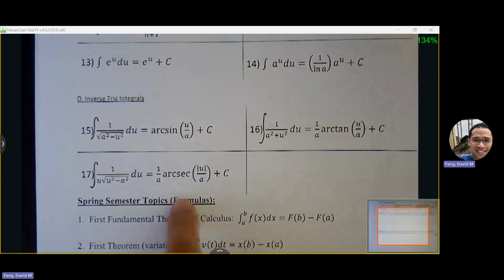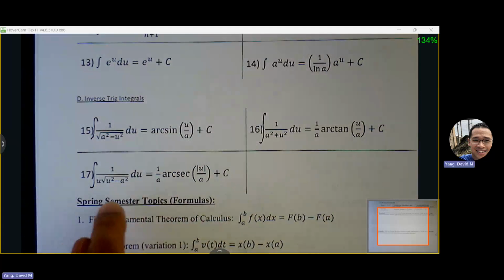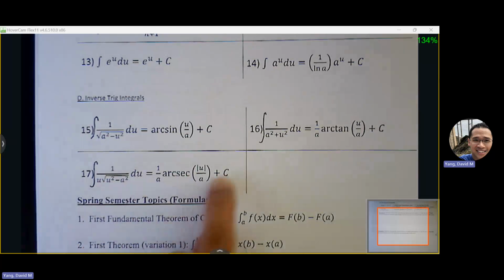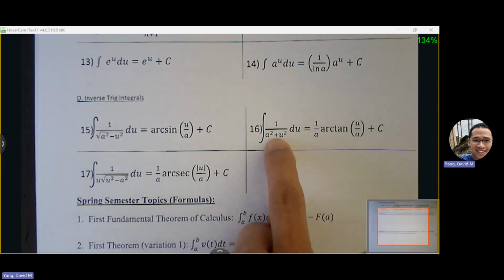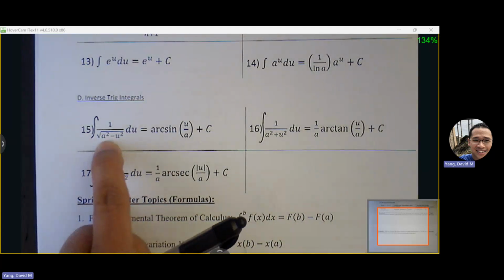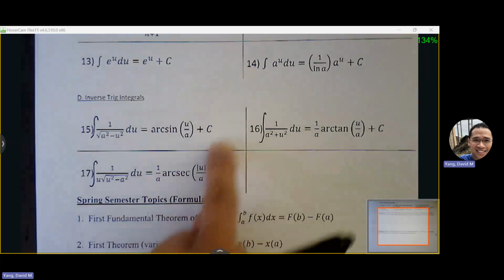These are the most recent rules that showed up on the most recent test. So you know that anything with the multiple u's looks kind of like the arc secant. We do need to include that absolute value. There's no radical in the denominator, and that should help remind us we're dealing with arc tangent. And then the square root of a squared minus u squared: there is no 1 over a. It's just arc sine of u over a plus c.